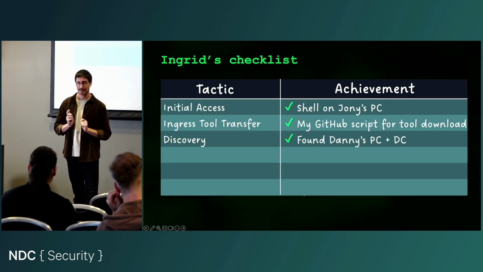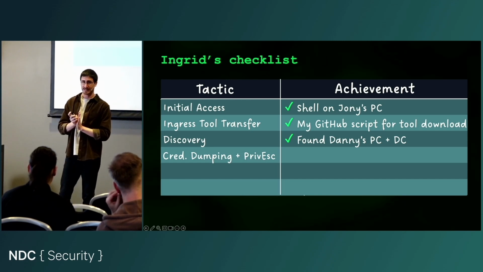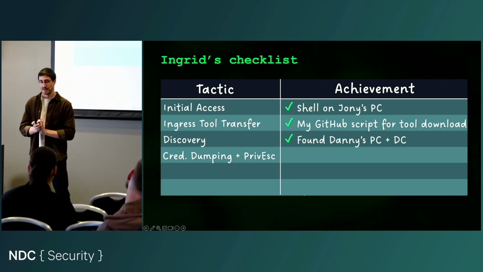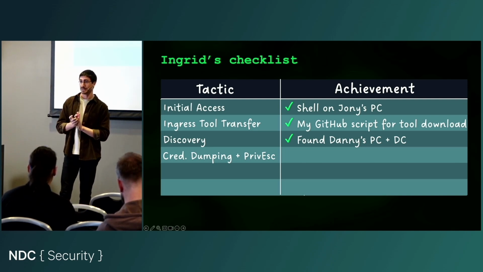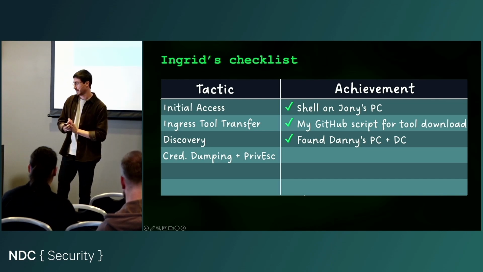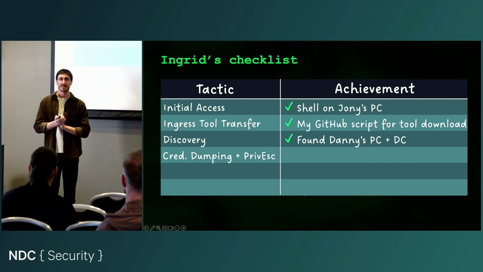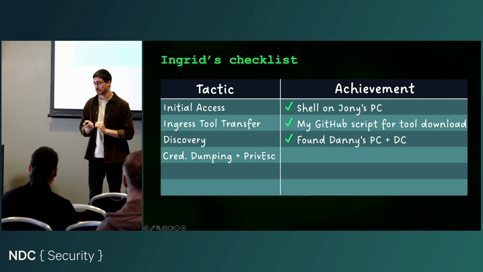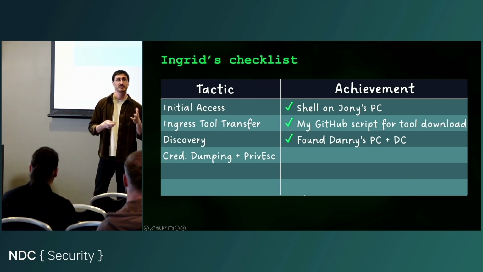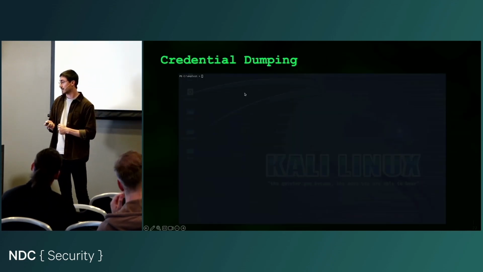So she's back on her list and checking her achievement, that is finding Danny's PC and finding that this is an administered network, and hopefully she'll get to domain admin access. The next thing is credential dumping and privilege escalations. Now she is going to see if she can collect passwords on the network where she's on.